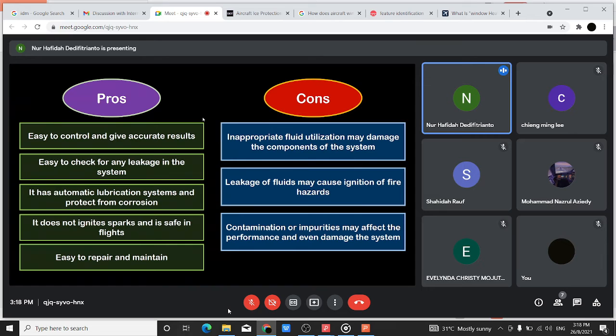So there is no high pressure of gas in there, so no spark and explosion can happen. Lastly, it's easy to repair and also maintain. But the hydraulic system also has its own disadvantages. For example, inappropriate fluid utilization might damage the components of the system. Leakage of fluids may cause ignition or fire hazard, and contamination or impurities may affect the performance and even damage the system. So I think that is all for me.